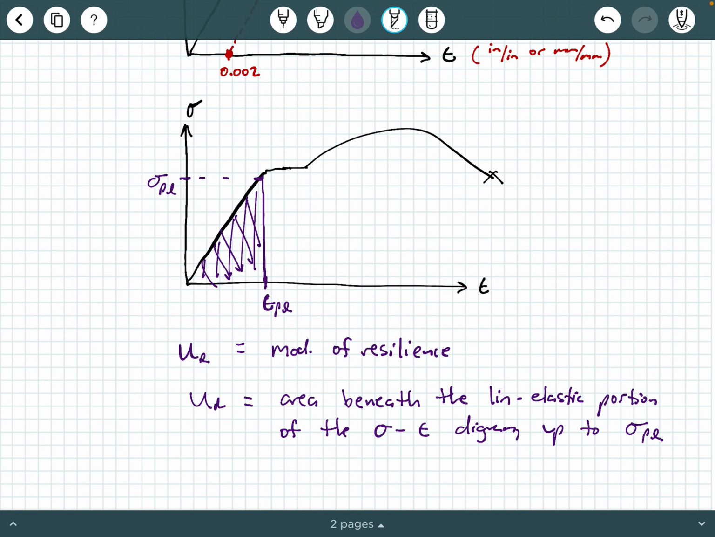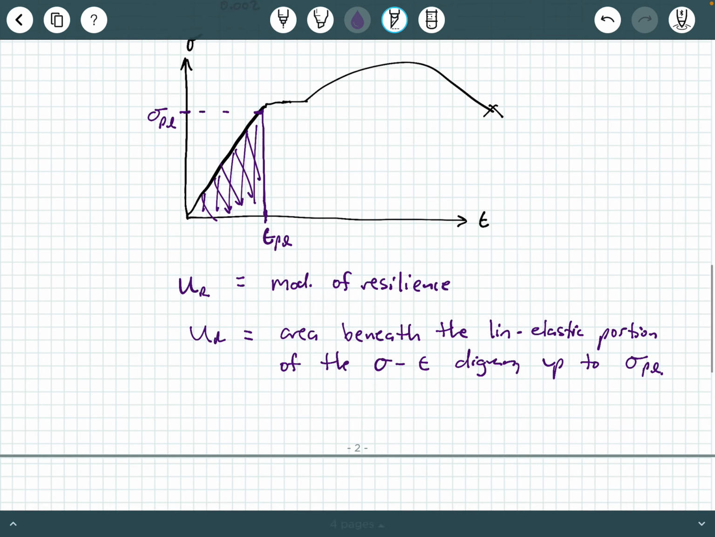So this is a common property that mechanical engineers use when they are designing mechanical systems that are used to absorb vibrations or shock. Okay, so that's modulus of resilience.